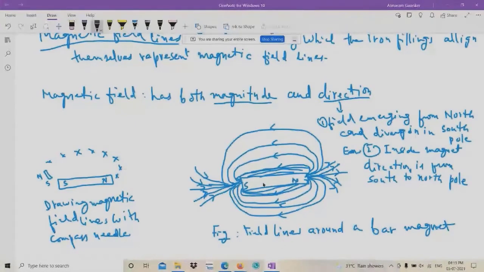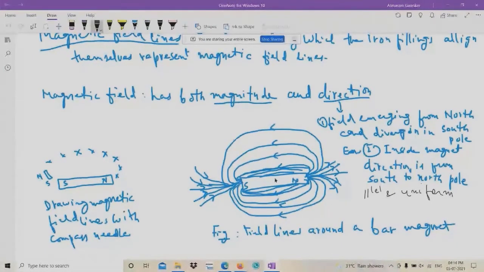Second point, inside the magnet all these magnetic field lines are moving from South Pole to North Pole, and they are parallel and uniform. So the magnetic strength inside the bar is uniform, the same throughout. Whereas outside, let us see the magnitude.